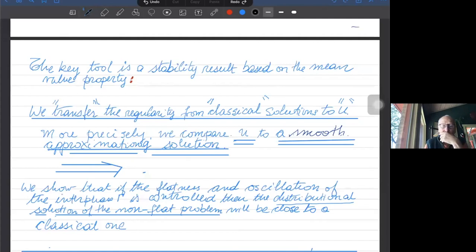Okay, so in this case, with C1 alpha boundaries and so on, you can prove that. So basically, this is the idea. We transfer the regularity from classical solutions to U. More precisely, we compare U to a smooth approximating solution. We show that if the flatness and oscillation of the integral graph solution curve is controlled, then the distributional solutions of the non-flat problem will be close to a classical solution. Okay, so this is the first step.